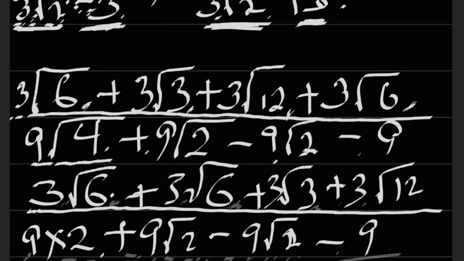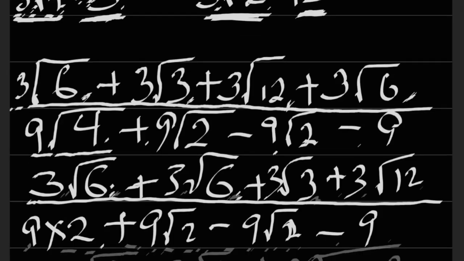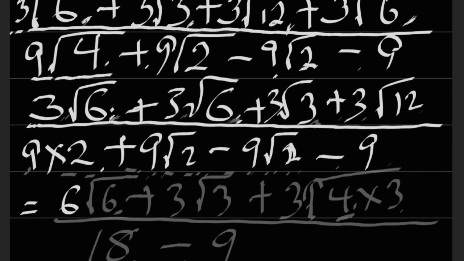3 root 6 plus 3 root 6. These are like terms. We can plus them. That's what we learned in lesson 2, that the number inside the roots, if they are the same, they are like terms. 3 root 6 plus 3 root 6 will give us 6 root 6. You plus the ones outside and you pick one of the ones in the roots that are the same. So 3 plus 3 is 6, and we pick one of the root 6. That gave us 6 root 6.